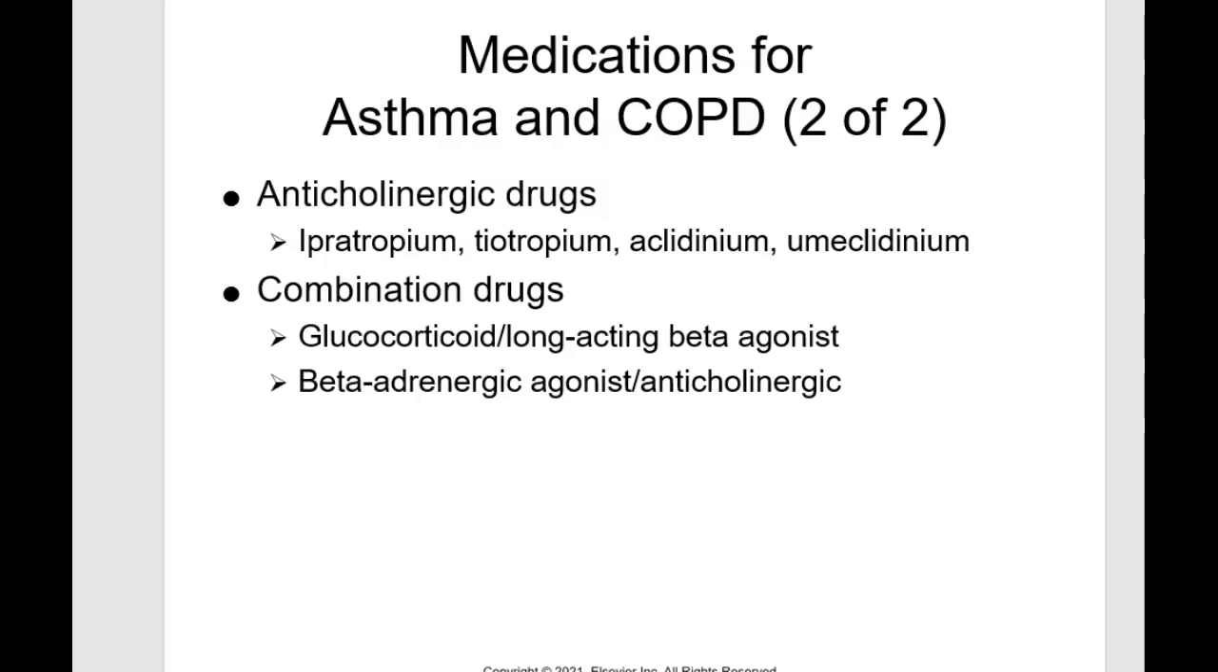Ipratropium is effective against allergen-induced asthma and exercise-induced bronchospasm, but it's not as effective as our beta-2 agonists. We typically use them together. So why do we use an anticholinergic and a beta-2 agonist? Because they work differently and their beneficial effects are additive, so they work really well together.